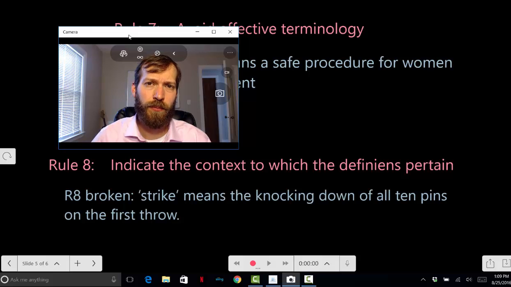Otherwise, that person might be misled into using that word in a context that it doesn't appropriately apply to. So here in Rule 8 being broken, we have the word strike means the knocking down of all 10 pins on the first throw. A person needs to know that it's appropriate to use the word strike in this way, or to give it this meaning as listed here, when we're talking about bowling. Not when we're talking about baseball, right? Or any other case in which you might use the word strike.